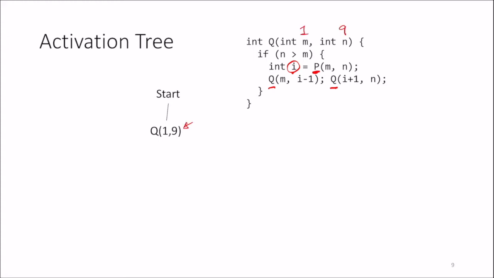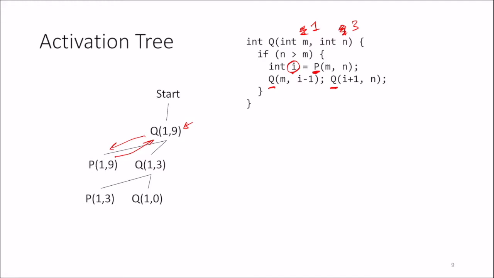Call this function Q(1,9), which is going to call a function P with the same numbers, right? Same input, 1 and 9. We get a value back, I, from calling P. So when P finishes, control comes back to Q. Q then calls, so let's say that P returns the number 4, then it calls Q with 1 to 3. Now Q is calling this function with 1 and 3, and it calls P with 1 and 3, which then returns back a number. Let's say it returns the number 1.